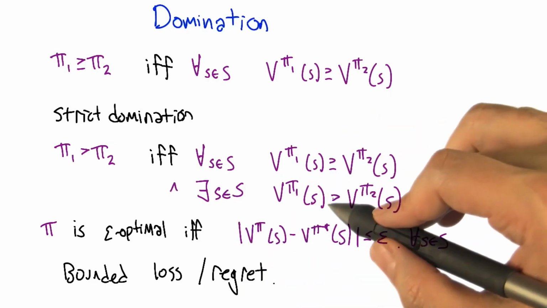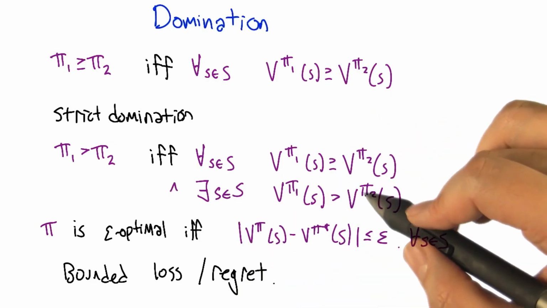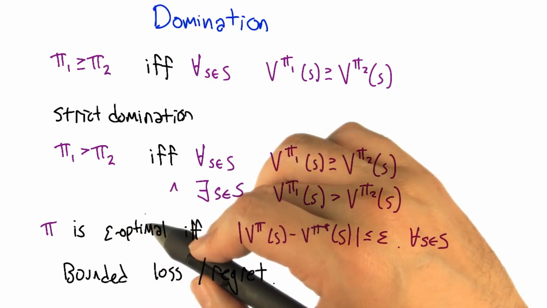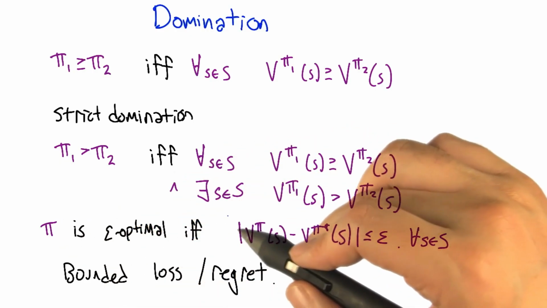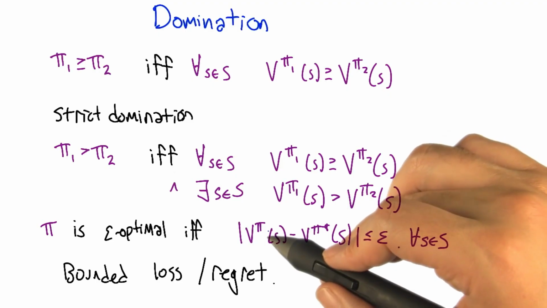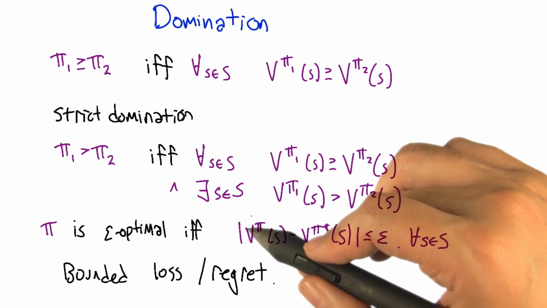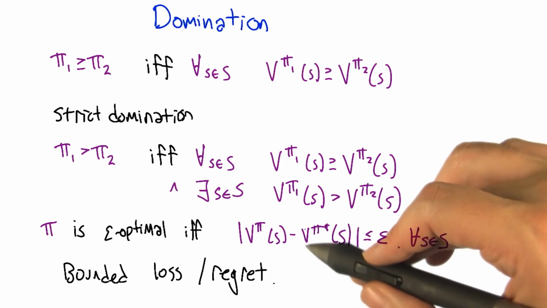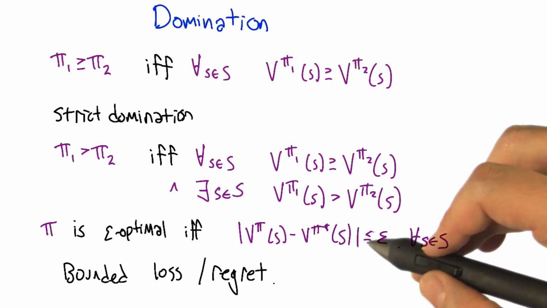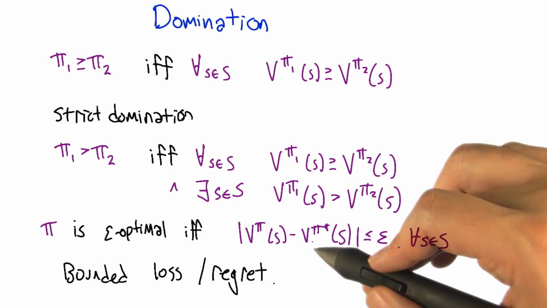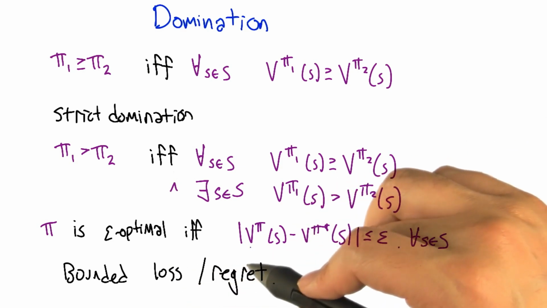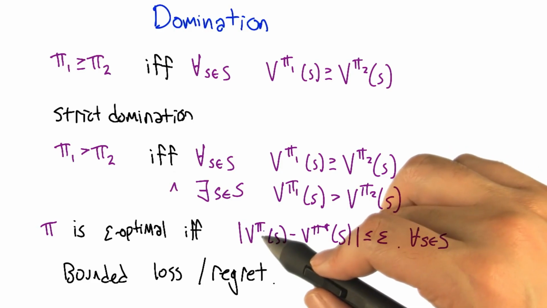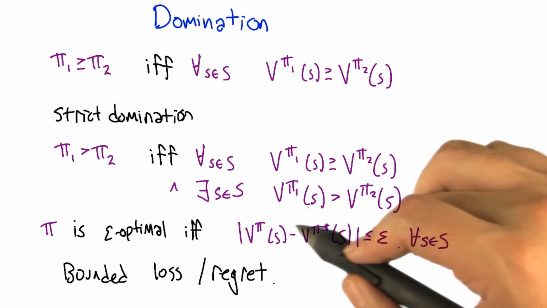It's not equality. Okay. And just for fun, we'll also introduce the concept of epsilon optimal policy. A policy is epsilon optimal if the value function for that policy is epsilon close to the value function for the optimal policy at all states. What this does is give us a concept of bounding loss or bounding regret. So we'll say that a policy is nearly optimal if the amount that it loses essentially per time step is very small.